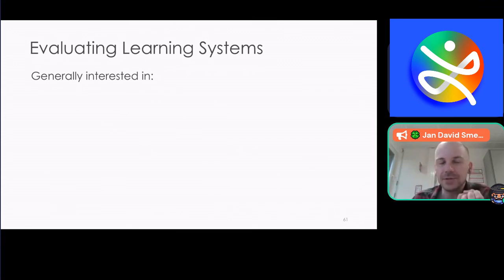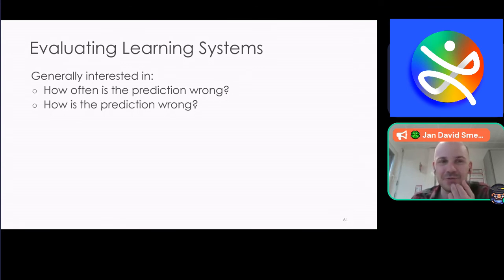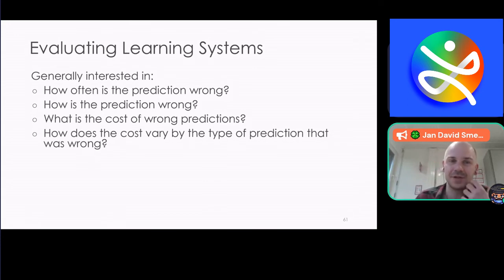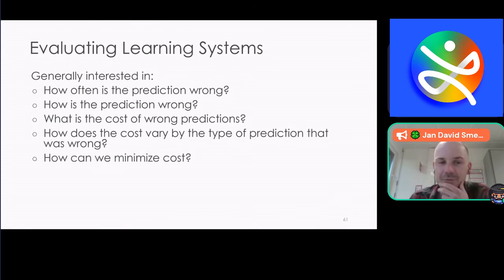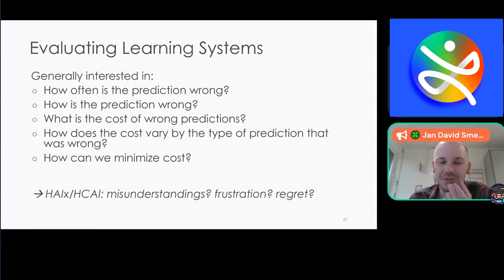When we evaluate learning systems and how they work, I just mentioned we want to ask how often is a prediction wrong, but we also want to understand how is the prediction wrong and what is the cost of a wrong prediction. It's also interesting to ask whether the cost varies by the type of prediction that was wrong in the system and how we can minimize such costs. And then when we expand the idea of human AI interaction to also look at human AI user experience, then we want to look into concepts such as misunderstandings, frustration, regret. And we'll do that in session 2 and 4 a little bit more.